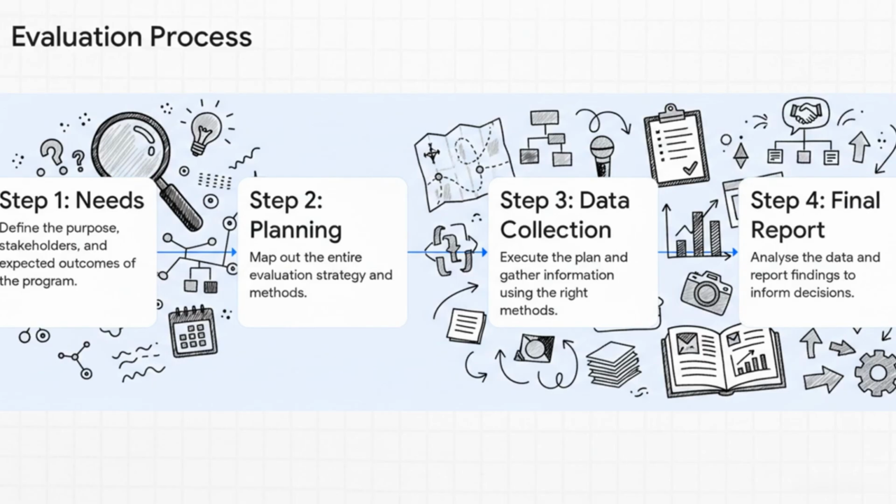Step two is planning. This is where you draw your map, figuring out your strategy for the entire evaluation. Step three is where the rubber meets the road, data collection. You go out and gather the information you need. And finally, step four is the final report. You take all that data, you make sense of it, and you present it in a way that helps people make those big, important decisions.